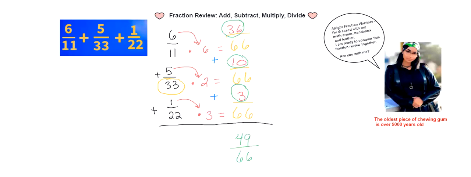Can we reduce this? Well, what number is going into 49? 7 times 7 is 49. And then 1 times 49 is 49. Will 7 go into 66 evenly? No. Will 49 go into 66 evenly? No. So this is reduced as best as we can. So we're done there.